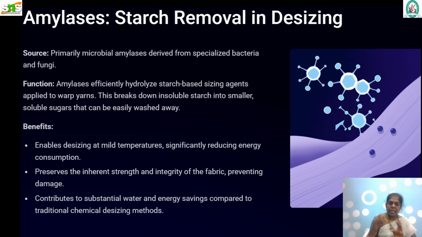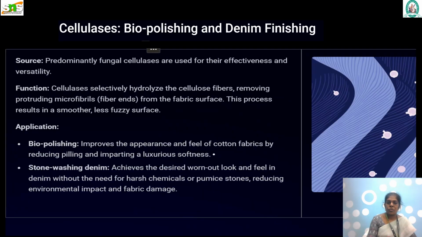What are the benefits? It enables desizing at mild temperature, significantly reducing energy and time. It preserves the inherent strength and integrity of the fabric. When you use acid for desizing, it may reduce the strength of the fabric. It's not a problem with amylase. It contributes to substantial water and energy saving, which is very much in demand in the textile industry. So compared to traditional desizing methods, amylase is very useful.